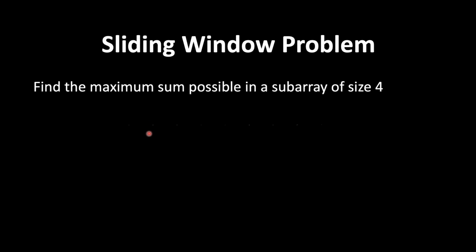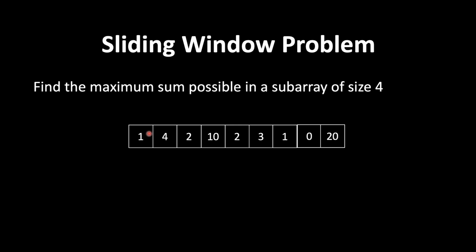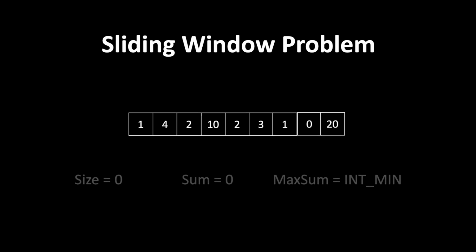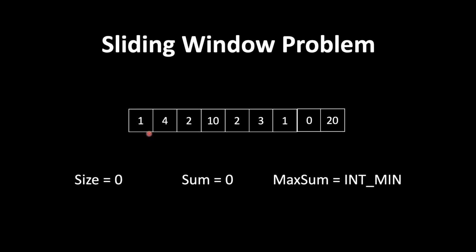To see the animation, we are here taking an array and we need to find the maximum possible subarray of size 4. So let's start our animation. As we discussed in our algorithm, we will first make a window of size k. We will take the first element in our window. So the size of the window will be 1, and since the value of the first element is 1, our sum will also be 1.